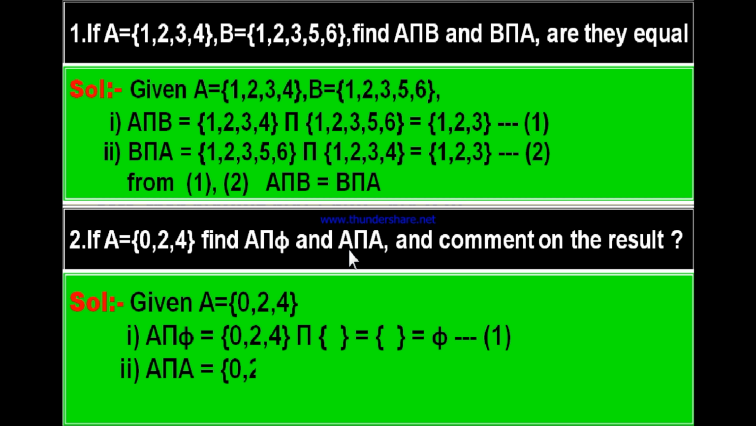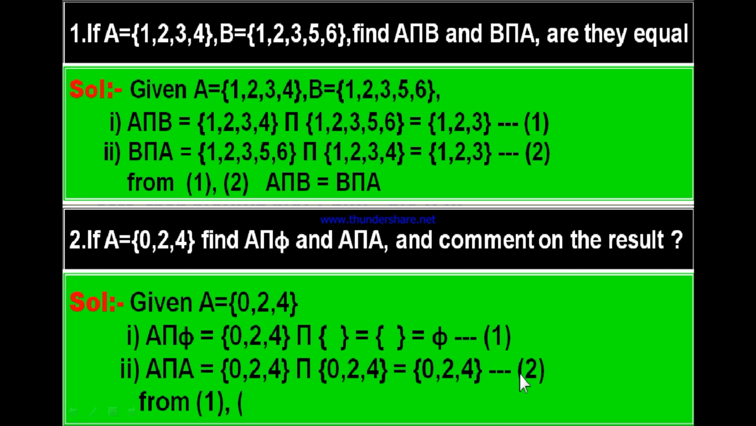And the second part is A intersection A. A means the set {0, 2, 4}. Intersection again the same set A, {0, 2, 4}. Then what are the common elements? The same set {0, 2, 4} is the common set. Therefore A intersection A is equal to {0, 2, 4}. From 1 and 2 you can understand that A intersection φ is equal to φ, and A intersection A, you got the same set again. A intersection A is equal to A.